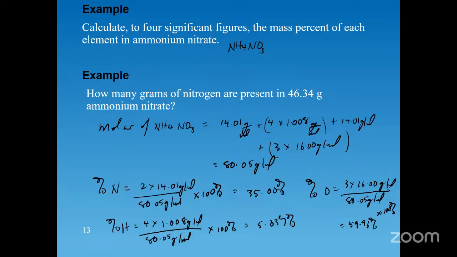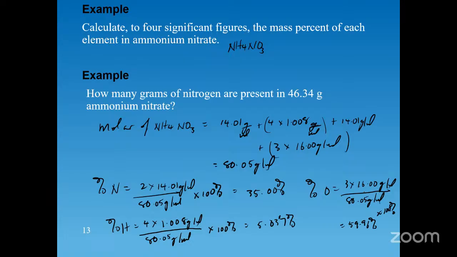All right. And I would check to make sure that everything adds up to 100. So let me do that now. 35 plus 5.037 plus 59.96. Right. I didn't get exactly 100%. I got 99.997 when you add them up. So that's approximately 100%. All right. So that's how we answer the first question.